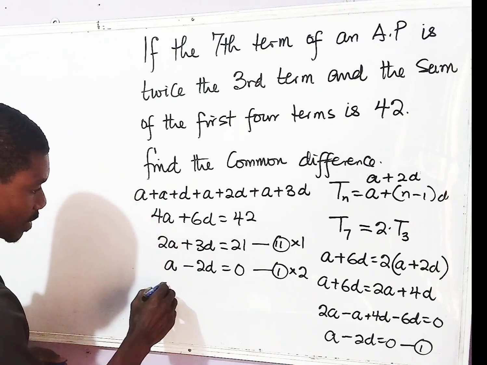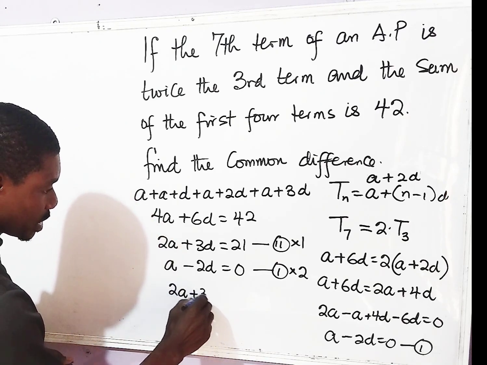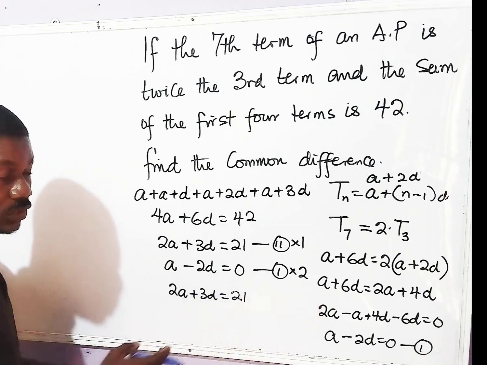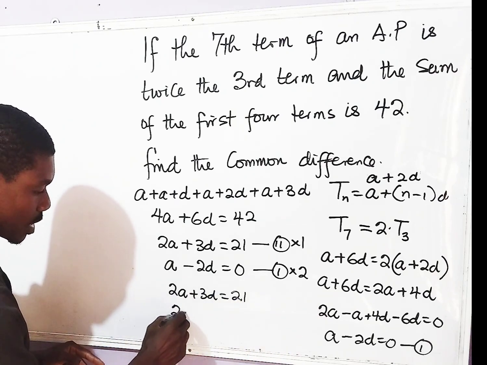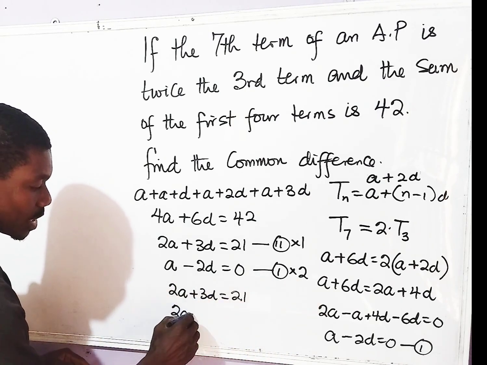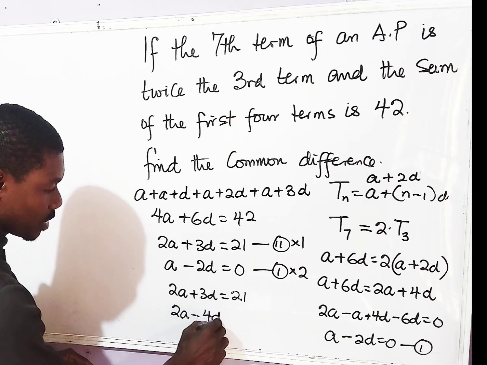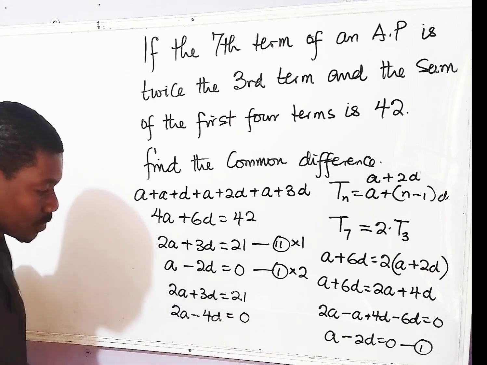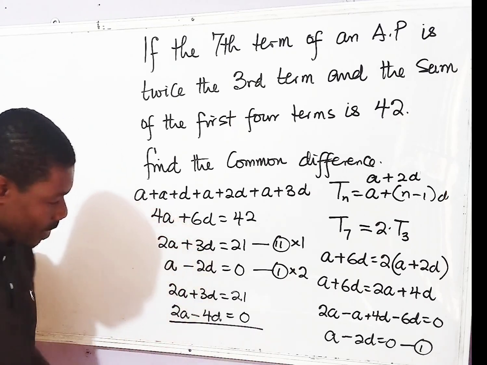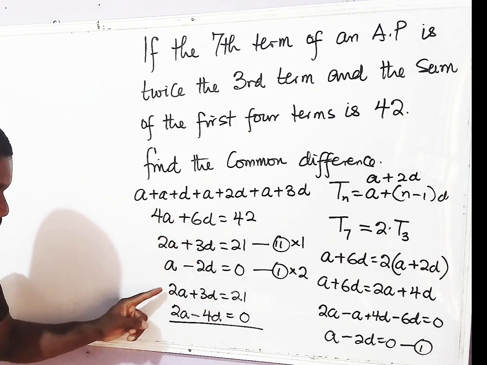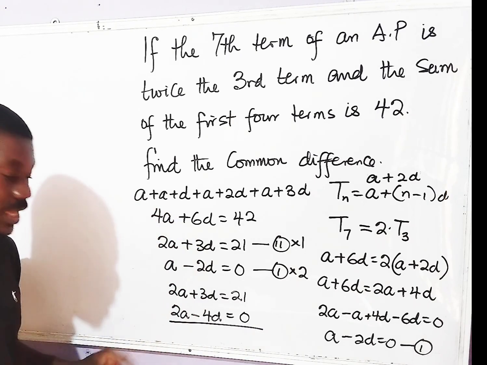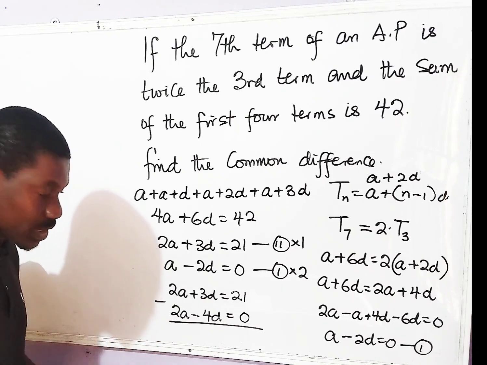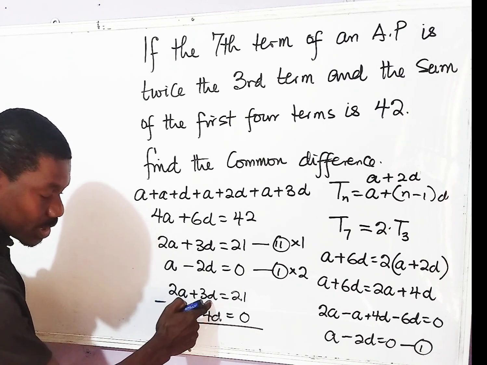So giving me 2a plus 3d equals 21. Equation 2 remains the same. Equation 1 becomes 2a, because 2 times a will give us 2a, then minus 4d, because 2 times 2d gives us 4d, then equals 0. So to this end, I want to subtract. Why am I subtracting? Because I want to clear off a. So 2a minus 2a, that one is cleared off.